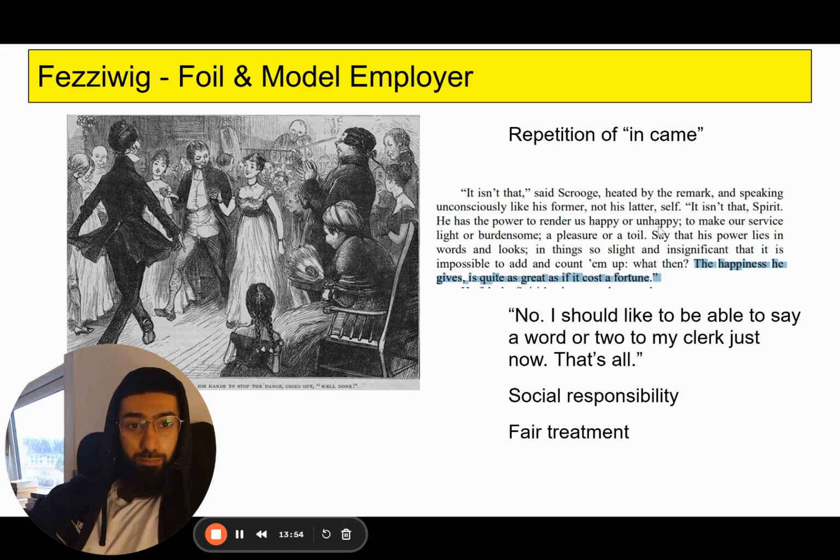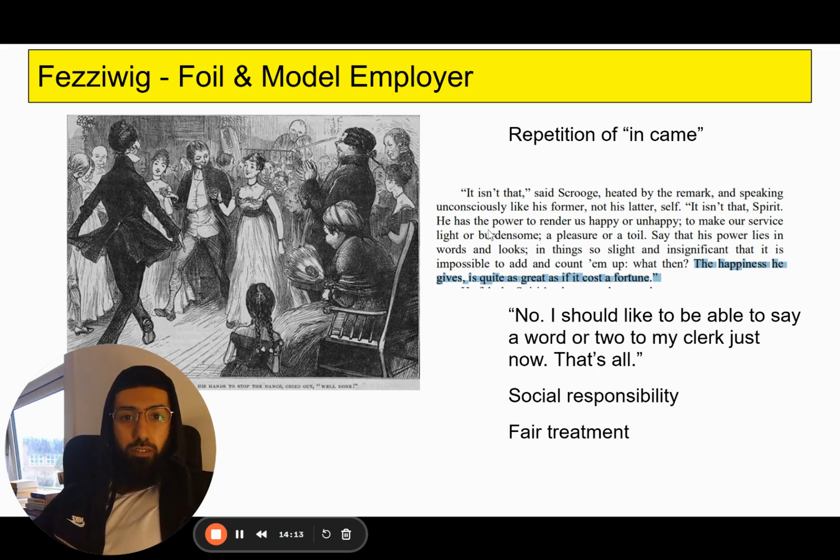Who does he employ? Bob Cratchit. So Scrooge is recognizing Fezziwig had the power to make people around him either happy or unhappy. Equally, Scrooge has that same responsibility. He could make Bob Cratchit's life miserable, or he can make Bob Cratchit's life happy and pleasant. And you can see here this final quote, which I think is really good. "The happiness he gives is quite as great as if it cost a fortune." And I love that, the financial language used, as if it cost a fortune.